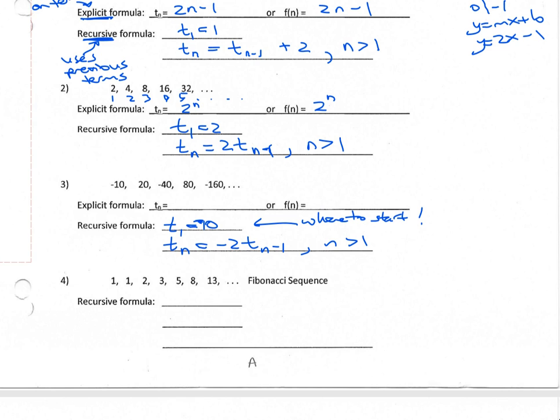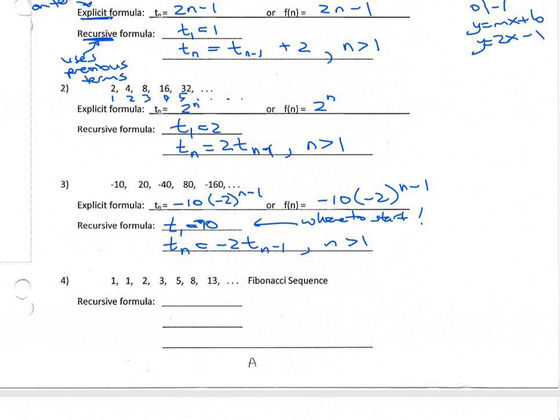You can pause the video here and try and think about it. Okay, there's probably more than one way to write the explicit formula for this, but here's one that works. So negative 10 times negative 2 to the n minus 1. I believe that gives you the correct terms. We can also write it in function notation. F of n equals negative 10 times negative 2 to the n minus 1.